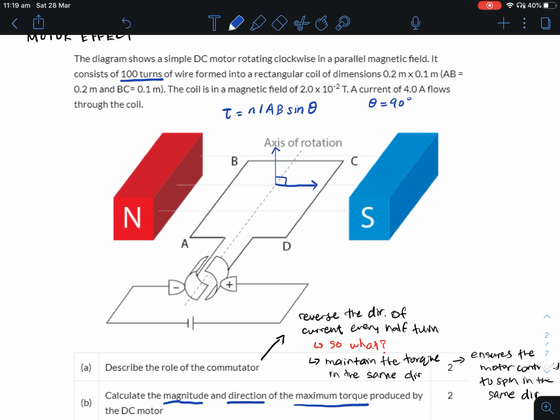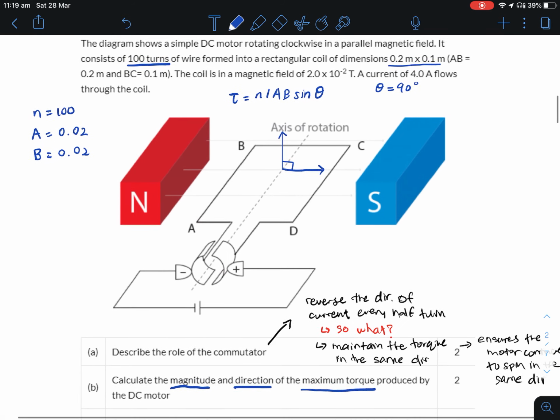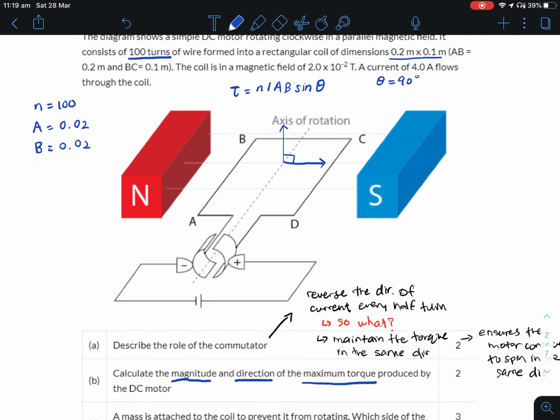It gives us 100 turns of wire. So here, N is 100. It gives us that the area is going to be 0.2 times 0.1 meters, and that's already in SI units for us, conveniently. So all I need to do is multiply the two numbers, and I'll get 0.02. I also get that the magnetic field in this coil is 0.02, if I just quickly do the scientific notation. And the current that we're given is 4 amps.